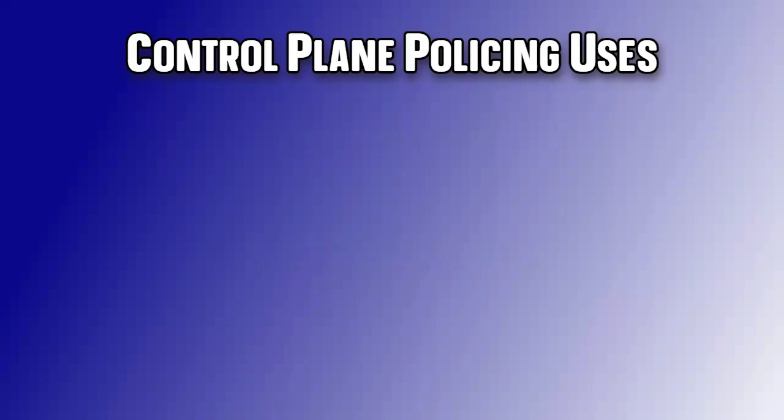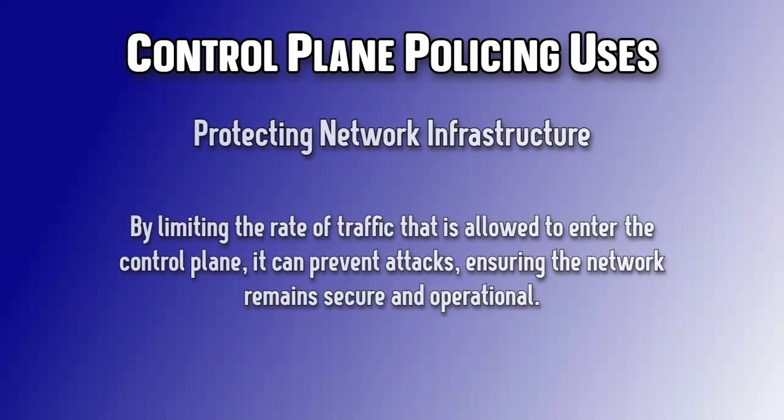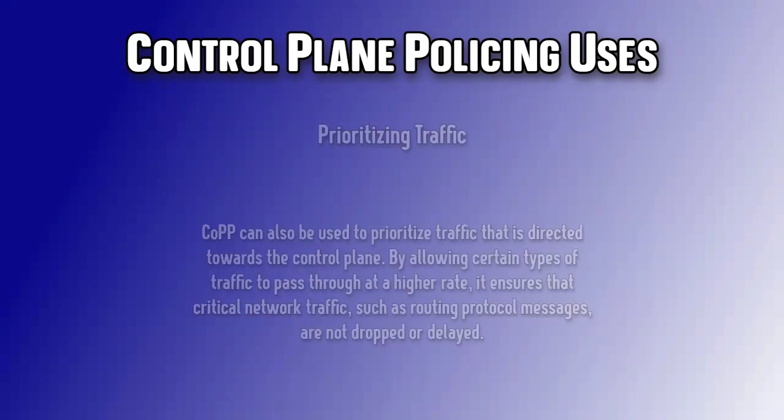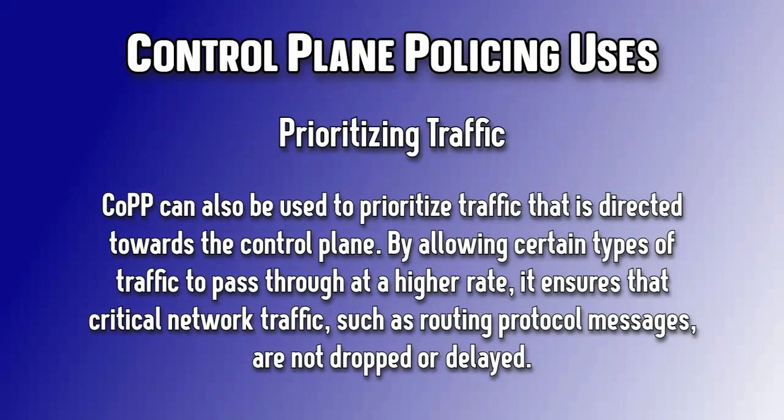Control Plane Policing uses. CoPP may be used in several instances in a network, such as protecting network infrastructure. By limiting the rate of traffic that is allowed to enter the control plane, it can prevent attacks, ensuring the network remains secure and operational. Prioritizing traffic. CoPP can also be used to prioritize traffic that is directed towards the control plane. By allowing certain types of traffic to pass through at a higher rate, it ensures that critical network traffic, such as routing protocol messages, are not dropped or delayed.